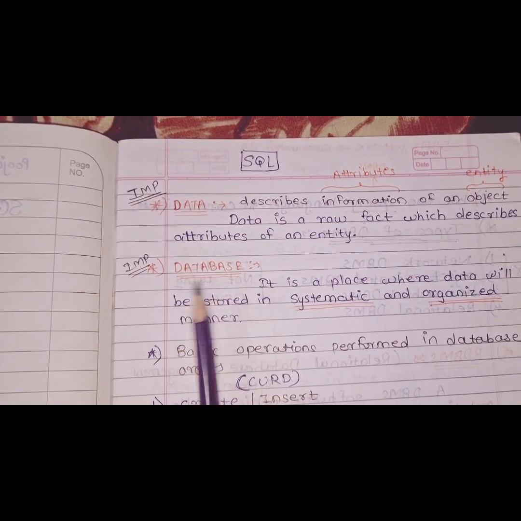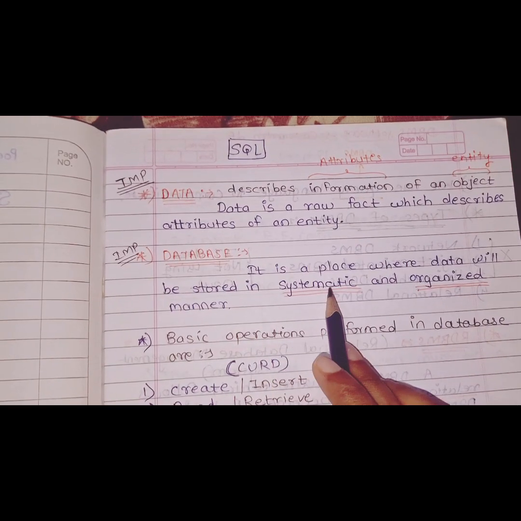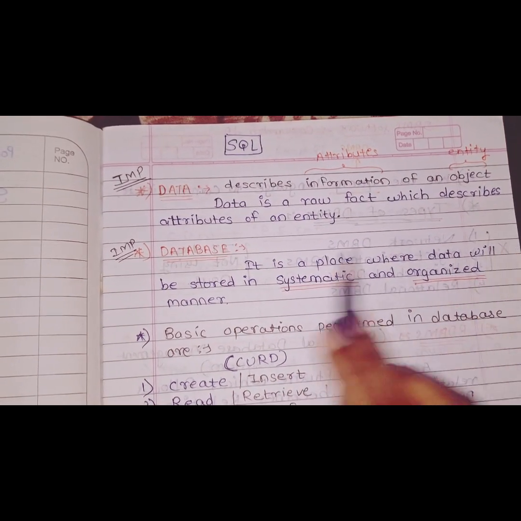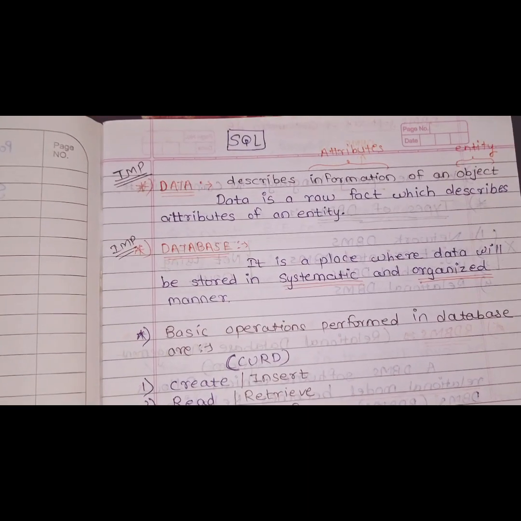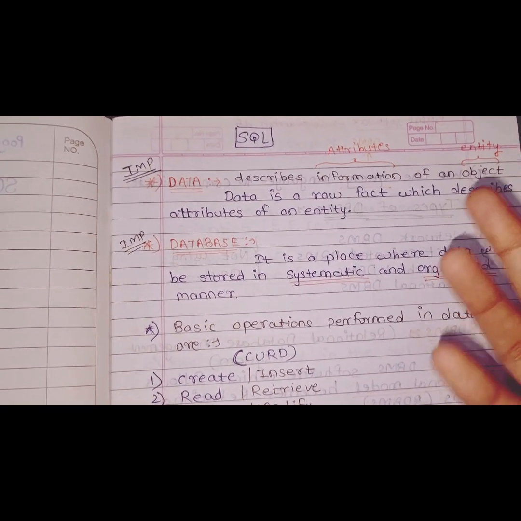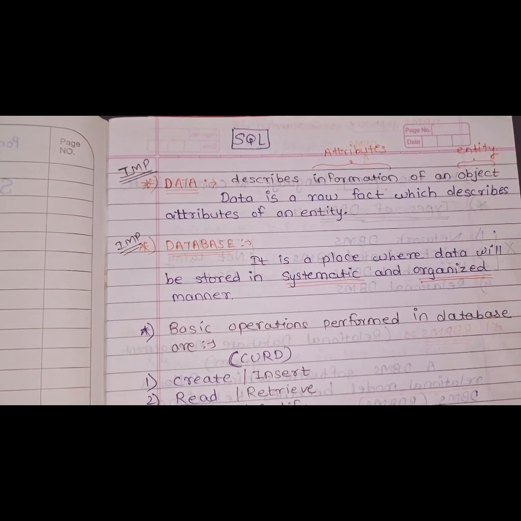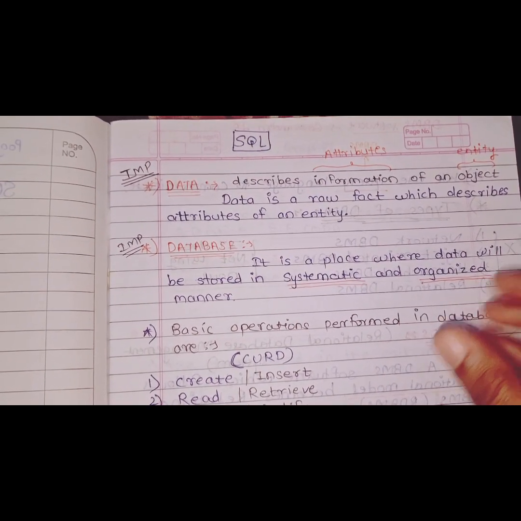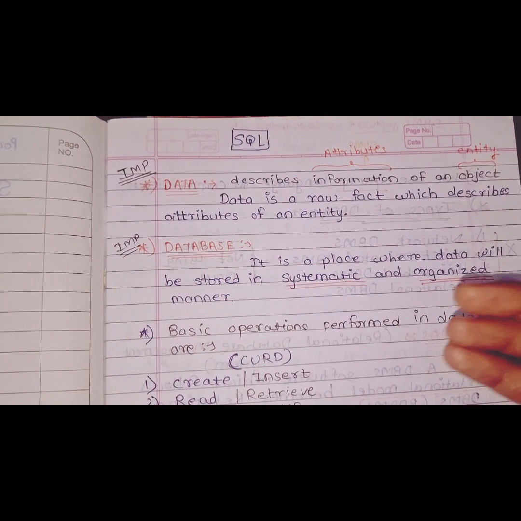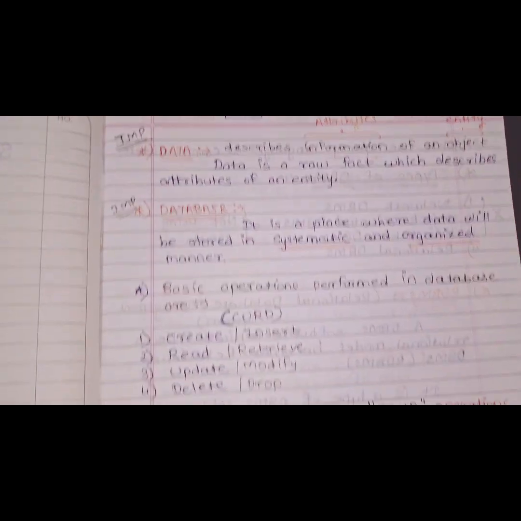Next important thing is a database. A database is nothing but a place where data will be stored in a systematic and organized manner. So let's suppose I have a record of students and I am storing it in a systematic and organized manner, then that is called a database.